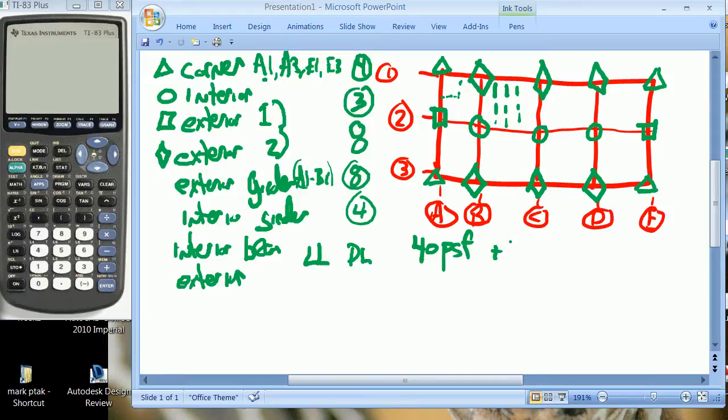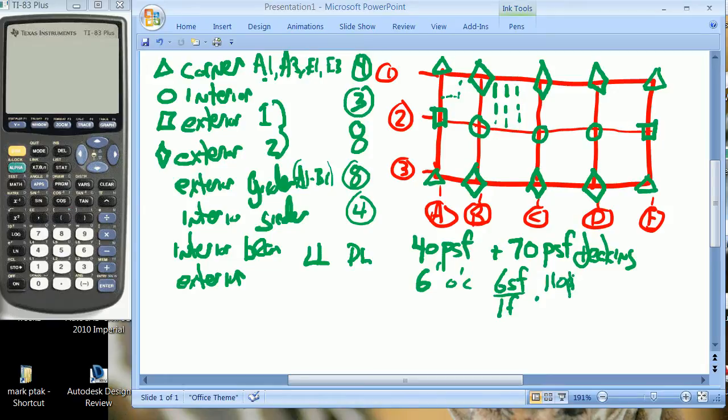So I'm going to go plus, as an example we've done before, it's 70 pounds per square foot decking. And that would be the whole flooring, concrete, reinforced floor. So what do the sketches look like? Well, if you're looking at 6 feet on center, you have 6 square feet per lineal foot times 110 pounds per square foot equals 660 pounds per lineal foot.